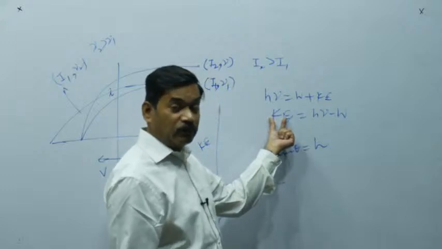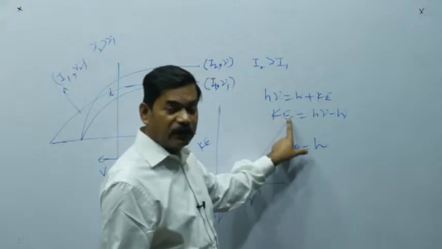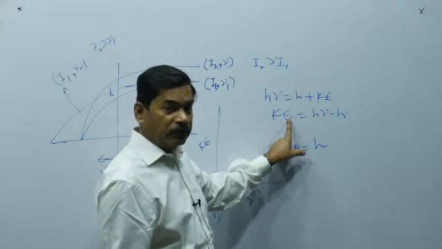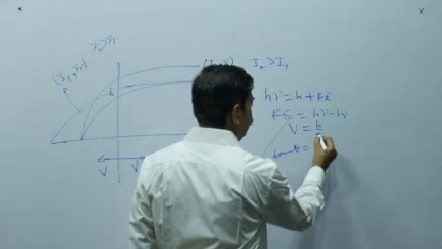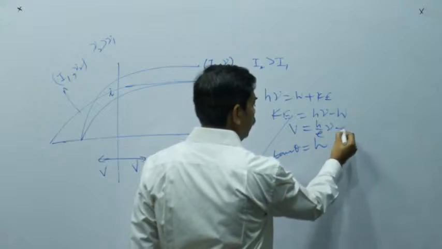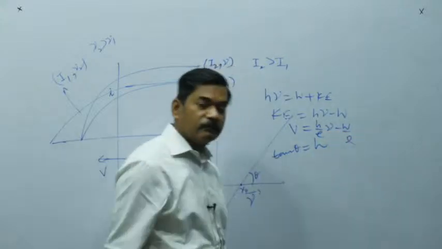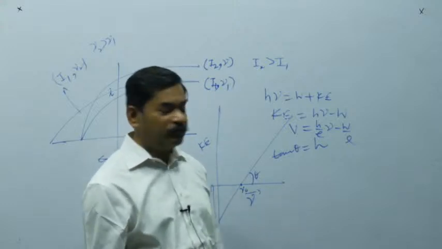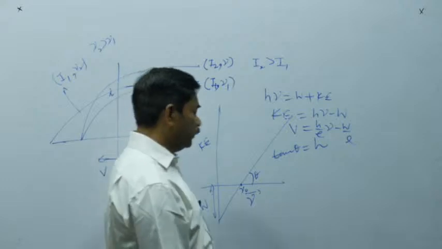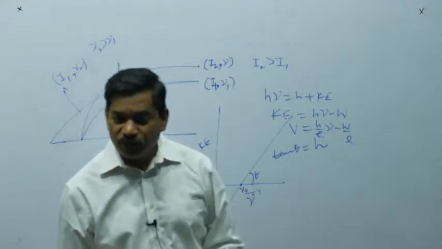Similarly, this is the kinetic energy term. This might be the voltage V also, e into V, where V is the stopping potential. Then the graph for the voltage V will be equal to h upon e into nu minus W upon e. In that case, the slope will give you the value of h over e and the intercept will give you the value of W over e.